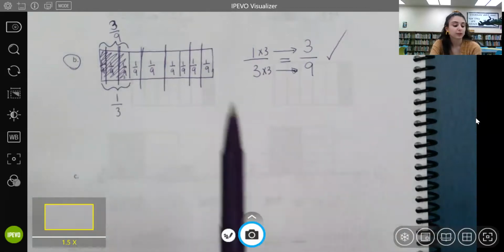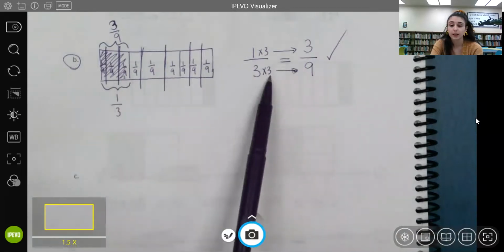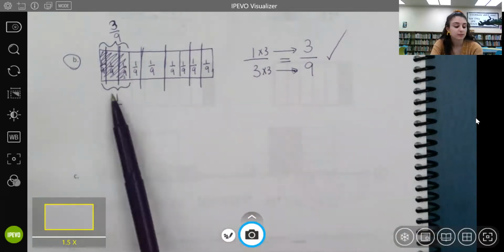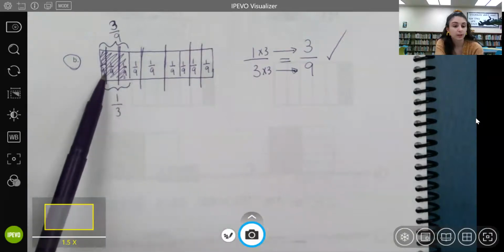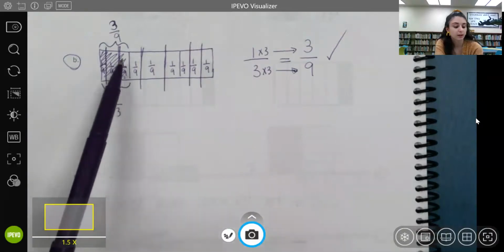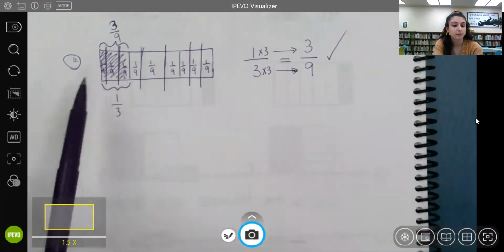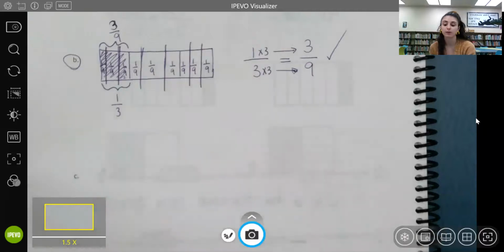And if you need to look at the picture to check too, if multiplication doesn't make sense and you need to look at the picture, you can see 1/9 plus 1/9 plus 1/9 equals that same box of 1/3.